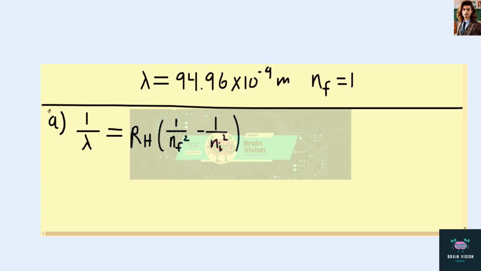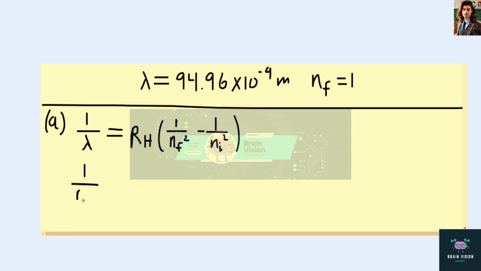We have an observed wavelength of lambda equal to 94.96 nanometers, which I convert to meters, when an atom transitions from some higher orbital down to the first ground state. So n final is equal to 1. What we want to do here is use the equation for wavelength relative to these orbital transitions to find n sub i, which is some integer value for the initial. So we can start to rearrange the equation to solve for this.